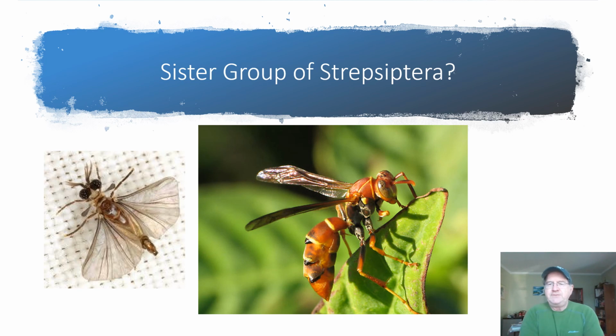If you're not familiar with this creature, then hopefully by the end of the course you will be. This is the insect order Strepsiptera, or the twisted wing parasites. On the left here, we have an adult male, and these are really bizarre little creatures. This guy is probably about 2 or 3 millimeters long, so not huge.